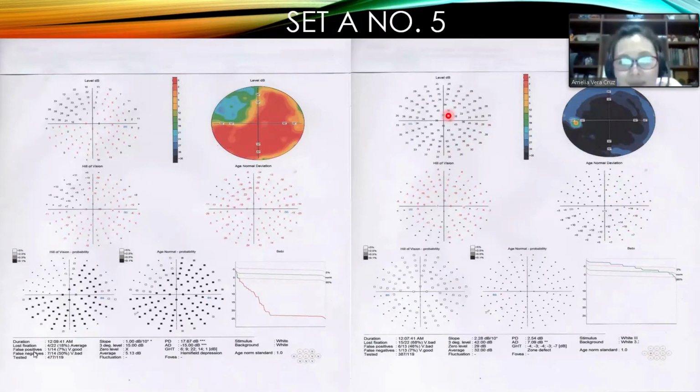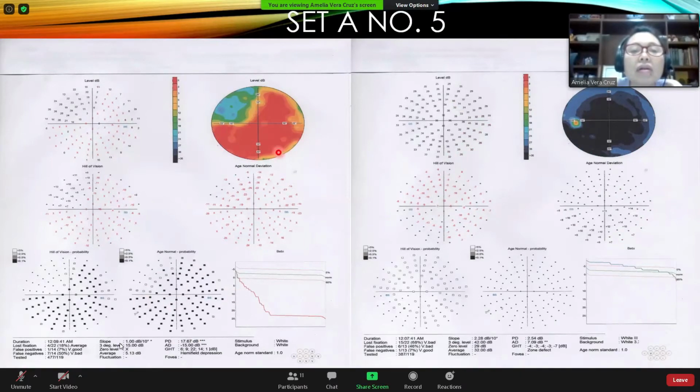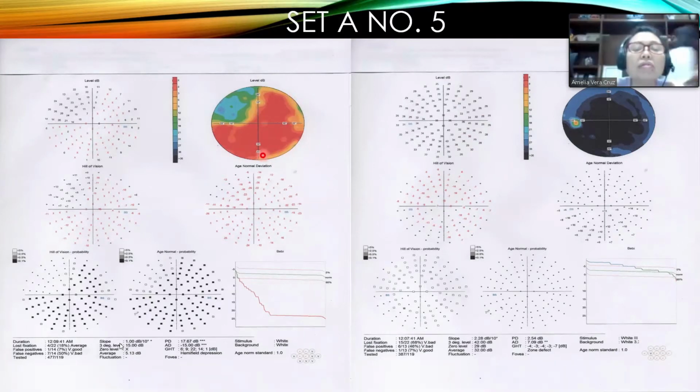This one, what is this? The left eye is normal, the right eye, the red ones are your scotoma. Look at this one. Yan ang scotoma. What's this one? The red ones are absolute scotoma. Okay?